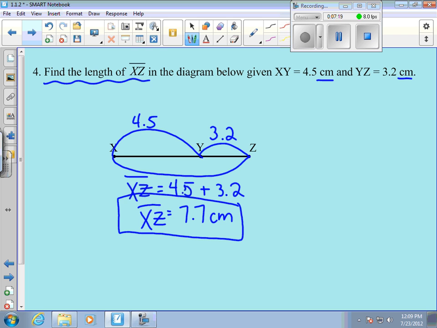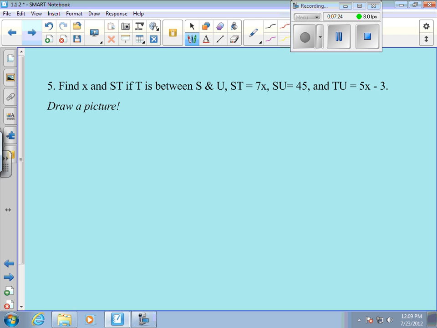All right, so let's take a look at number 5. 5 says find X and ST if T is between S and U. ST is equal to 7x, SU is equal to 45, and TU is equal to 5x minus 3. It says draw a picture. So let's go ahead and draw a picture similar to the one that was given to us on our last problem. Okay, it says T is between S and U, so S and U are our endpoints, and T is somewhere in between.